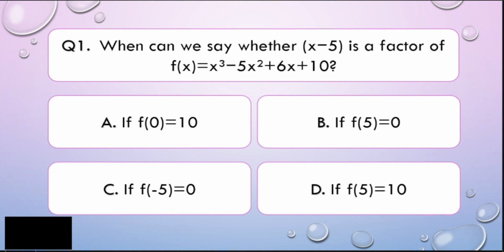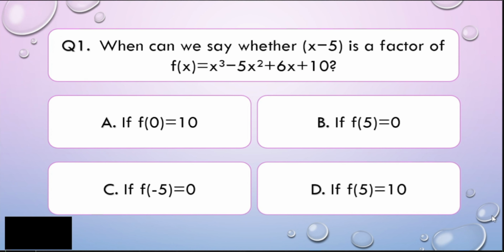Alright, my dear math learners, in order to answer this question, first we need to know the value of the factor. Since we are given the quantity x minus 5, if we equate it to 0 and solve for x, the value of x would become positive 5, because we transpose the negative 5 to the other side, giving us 0 plus 5. So that will become positive 5. Therefore, in knowing whether this is a factor of the given function, we start with f(5).